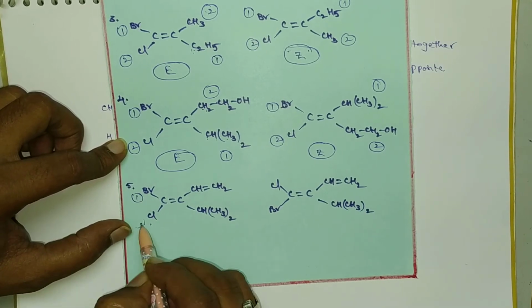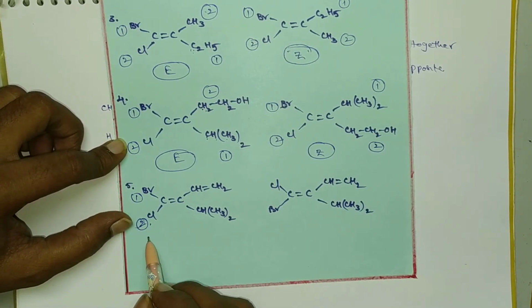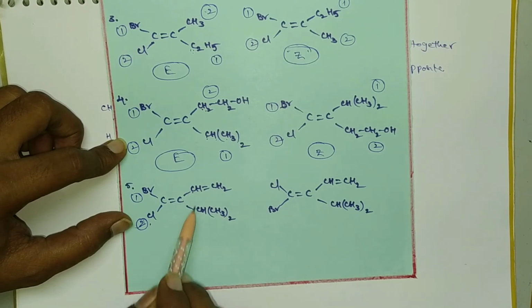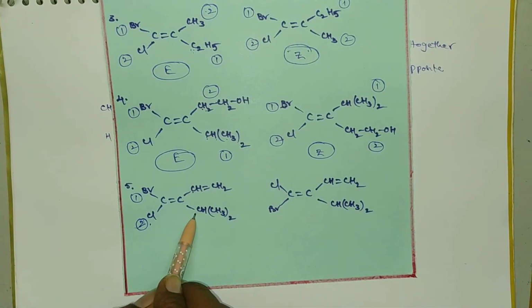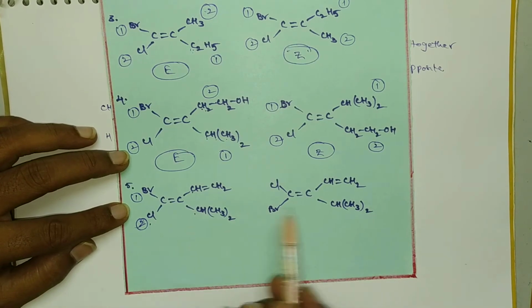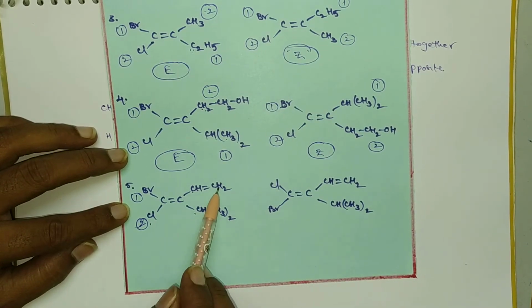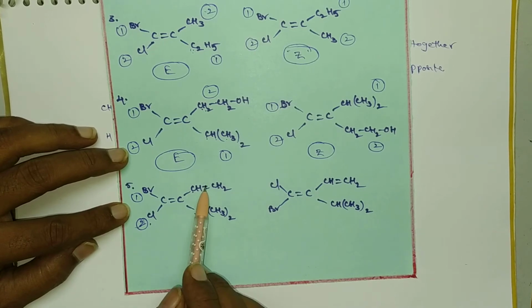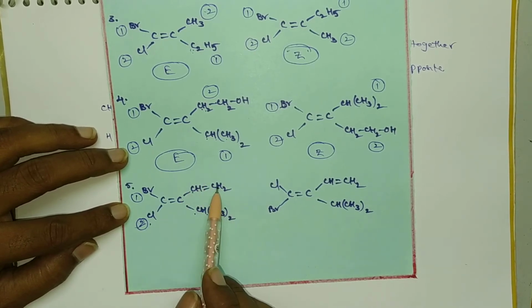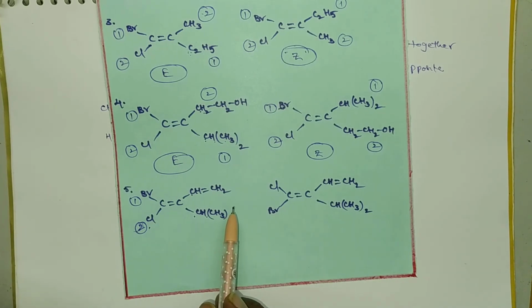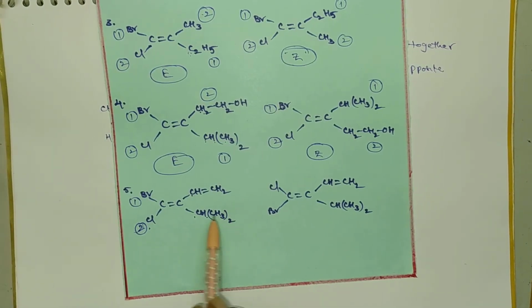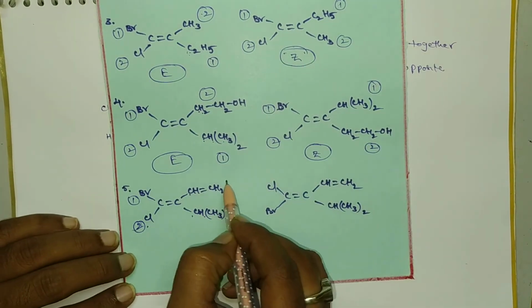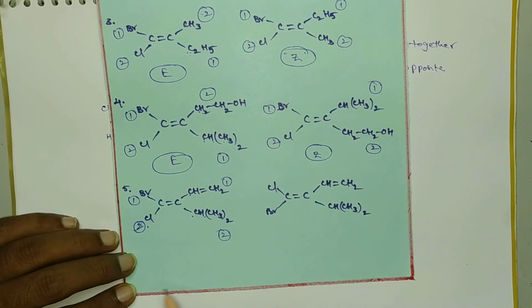Next, in this case, bromine and chlorine are there. First preference goes to bromine, second preference to chlorine. Here this is carbon, and this is also carbon, so both are similar elements. Then we have to go for the next element. Here the next element is a double bonded carbon, and here the next element is single bonded carbons. So remember this one: the double bonded carbon will get highest priority, and this one gets lowest priority.